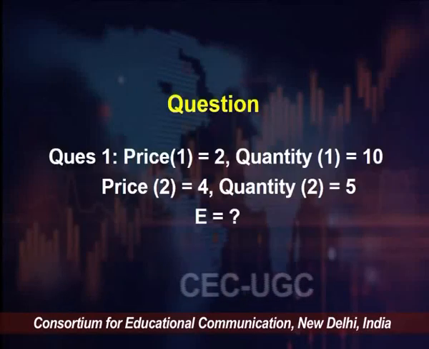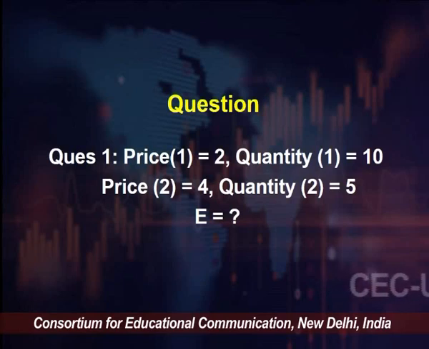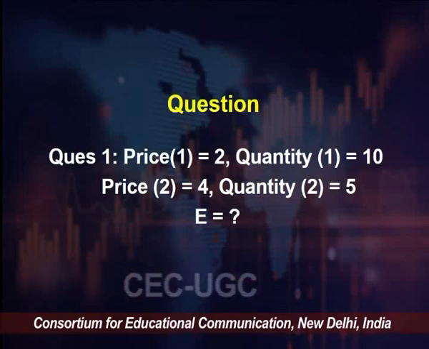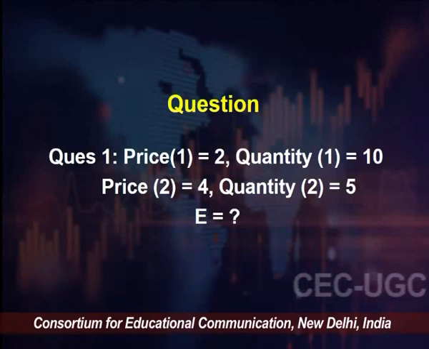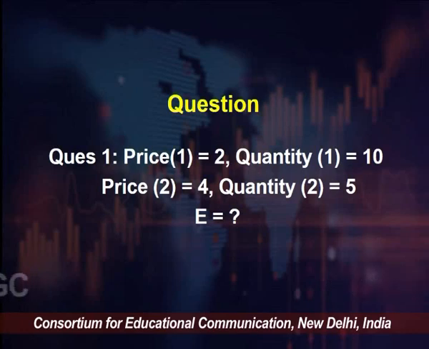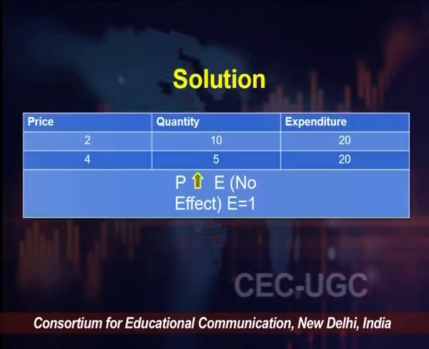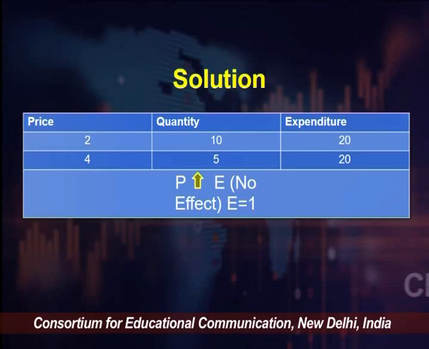Now that can be seen with the help of an example. Suppose initially the price is 2 rupees and quantity demanded is 10, then suppose price changes to 4 and quantity demanded is 5. What will be the elasticity of demand in this case according to the total expenditure method? You can see here, when price was 2, demand was 10, so total expenditure is 20. When price increases to 4, demand is now 5, so total expenditure is again 20. So that means elasticity of demand is equal to 1. This is how we can solve the numericals according to this method.